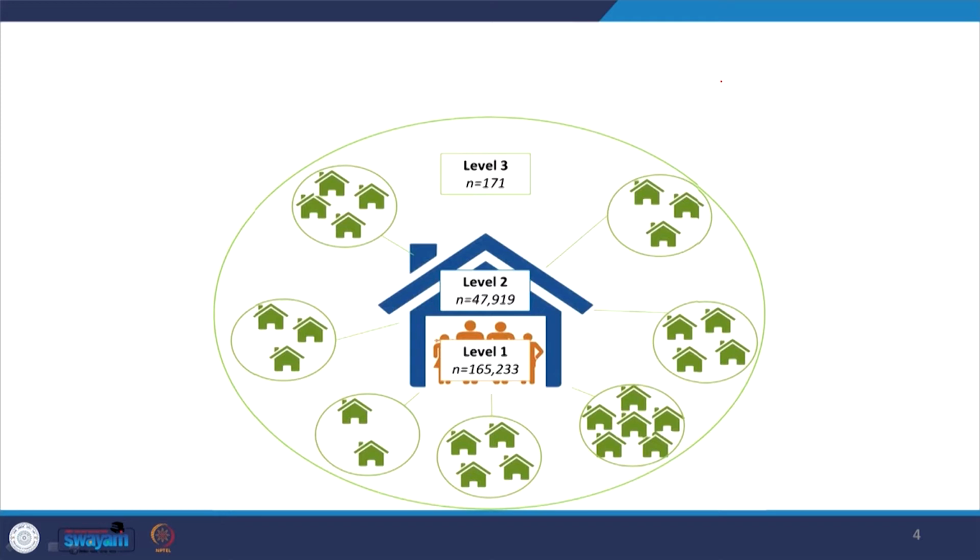Unit here is mentioned as n equal to 165,33. If the unit is household, then certainly the number will be higher. Above that level, maybe in a particular state, maybe a block, maybe in any form, and above that maybe a region, and then above that it is a state. There are various layers defined in NSS.